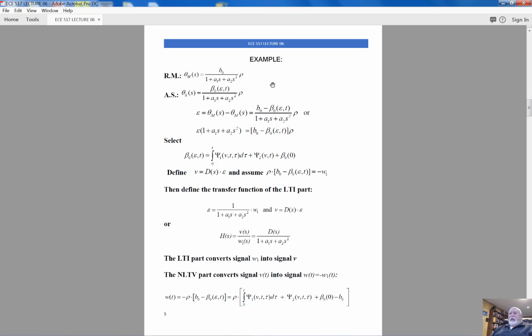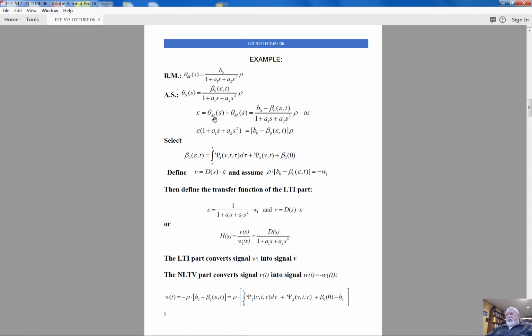Therefore, you can conclude that we're dealing here with a parallel configuration of the system. Theta model and theta system are two outputs, correspondingly output of the model and output of the system. If these two outputs are defined, we should be able to get this expression for the error, the discrepancy between the reference model and the adjustable system. It is very easy to define this.